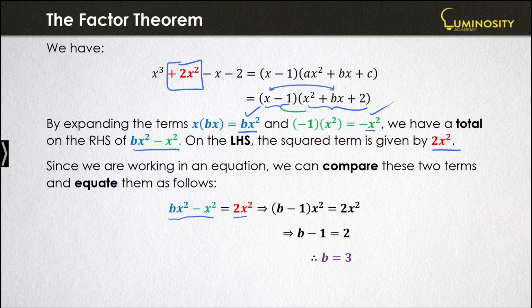So I can pull out a factor of x squared on the left, and I'm left with b minus 1 equals 2x squared. Then I'll divide both sides by x squared, and I'll be left with b minus 1 equals 2. Adding 1 to both sides, I get b equals 3.